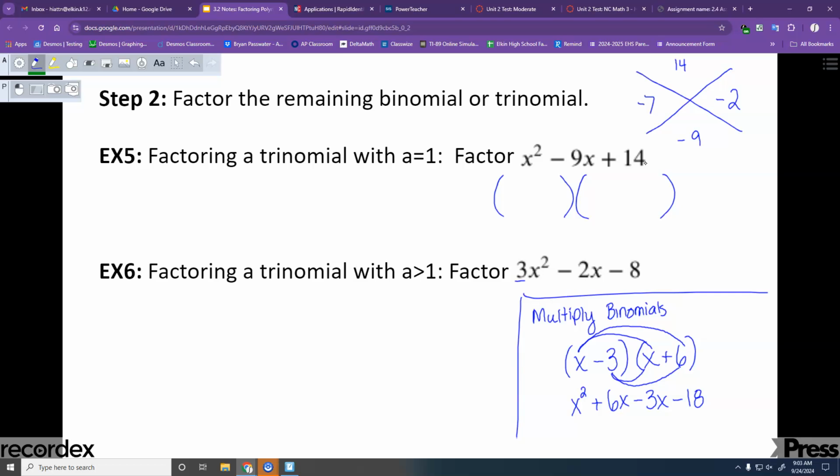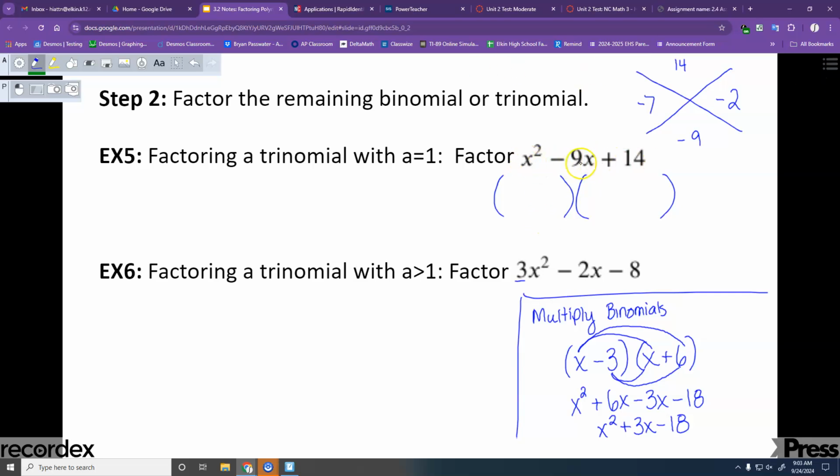Then, do I have anything I can put together? Negative 3x and the positive 6x can go together. I will have x squared plus 3x minus 18. Okay, so that is how we multiply binomials together. Factoring is like breaking them back apart, right? We're trying to get them broken back apart. And the reason we would want to do that is because it is helpful for solving equations, because of the zero product property, which we'll talk about later.